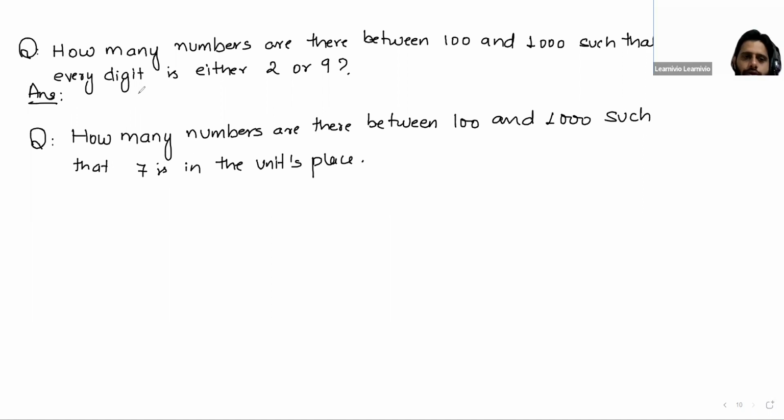So Rishan, this should be a 3-digit number, okay? Because the number is between 100 and 1000. So the number which is between 100 and 1000 should be of 3 digits. Now they're saying that the digit should be 2 or 9. So Rishan, can you tell me, in the first place, how many options we have? 2. Very good. At the next place, how many options? 2. Very good. Next one. Again 2. So total numbers 2, 2, 2. This is 8. Rishan, this clear?